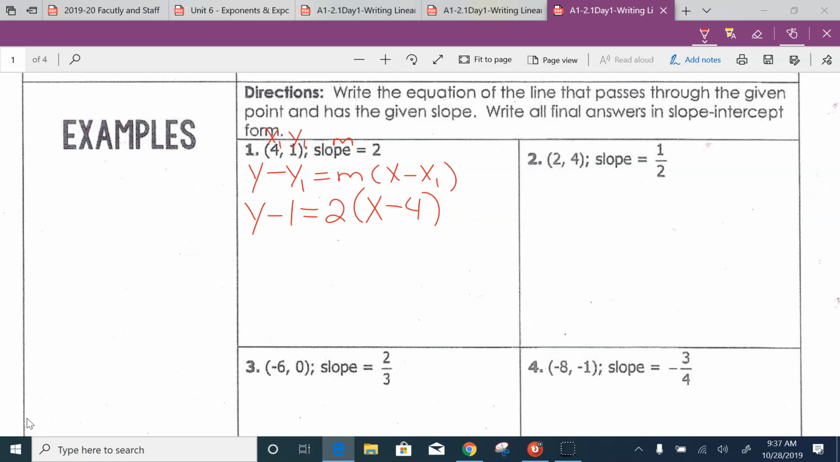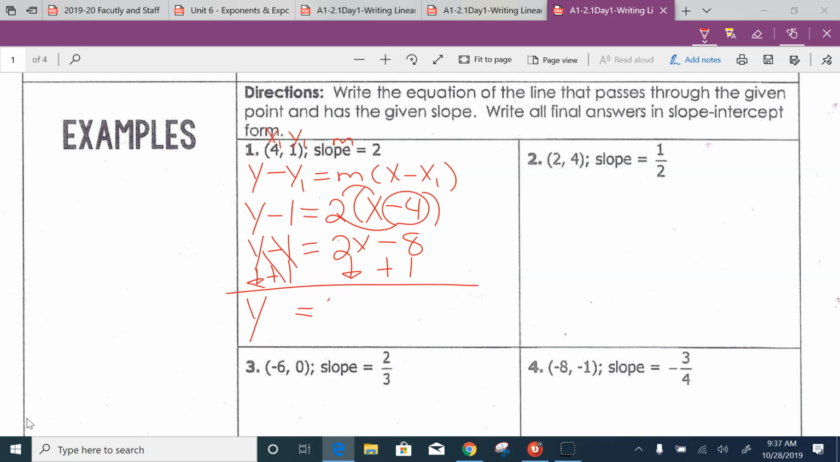Now we go ahead and do distributive property. I'll leave the stuff on the left side alone, and I'll distribute. 2 times x is 2x, and 2 times negative 4 is negative 8. Now my final step is to isolate y all by itself. Y is being subtracted by 1, so I'll add 1 to both sides. And then I get y falls down, these 1's cancel out, the equal sign falls down, the 2x falls down, negative 8 plus 1 is negative 7, and here's my equation. This line will go through the point 4, 1 and have a slope of 2. You can go ahead and graph it on your calculator to verify.